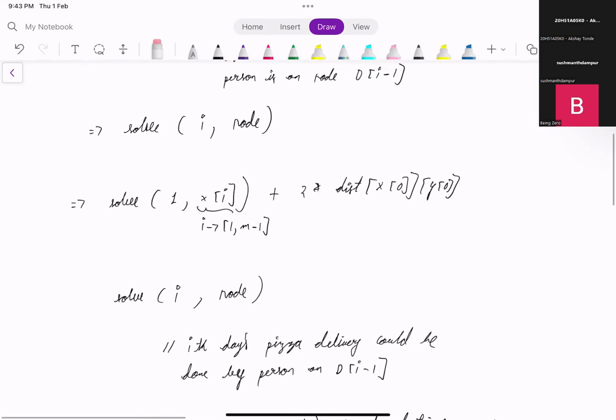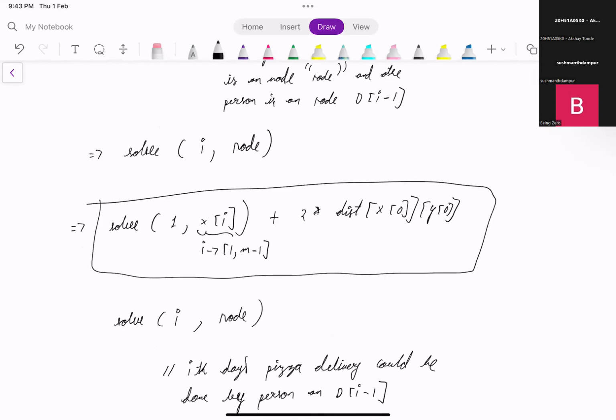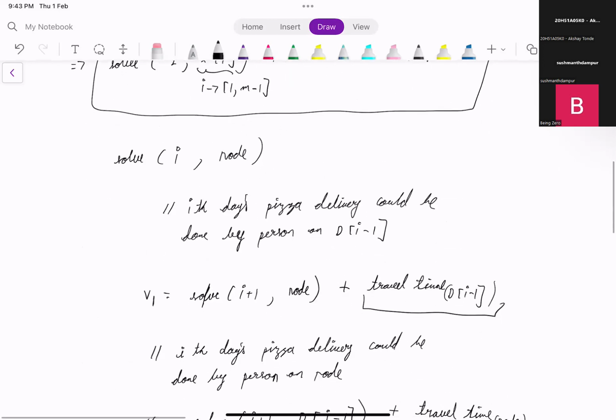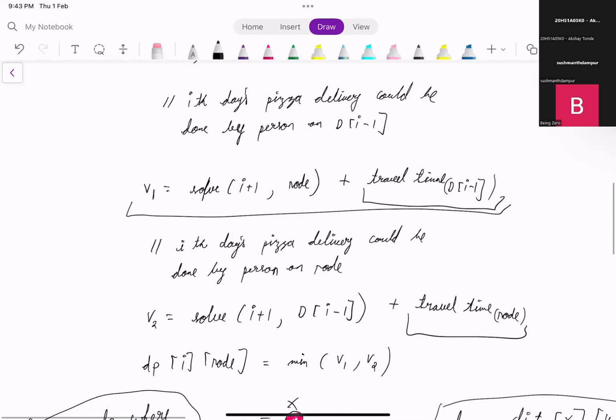So now we can make a call to solve 1 comma x of i, plus 2 into distance of x of 0, y of 0, and make a call for every varying x i. And in the solve, this way we can make the transitions as discussed.